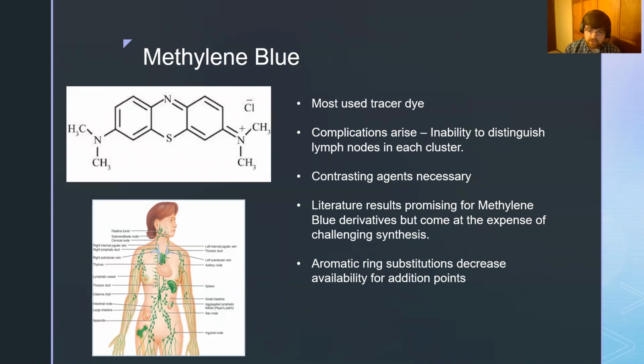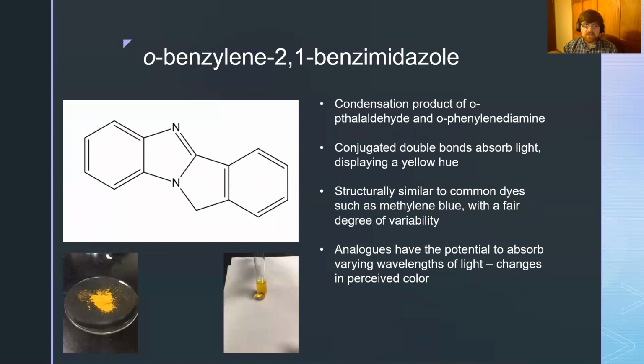So instead, we've turned to a new substance, which is this o-benzylene-2 benzimidazole. Now, in terms of this structure, it does look very structurally similar to methylene blue. It is the condensation product of two very small rings, orthophthalaldehyde and orthophenylene-diamine. Again, they have that conjugation that allows them to give off light in the visible range, which, as you can see from the bottom two pictures, shows up as a yellowish hue.